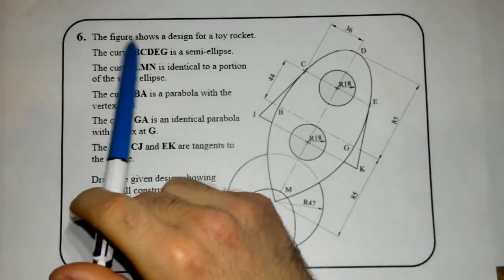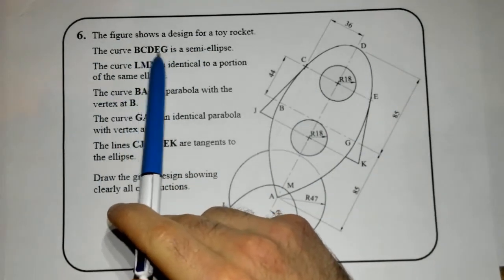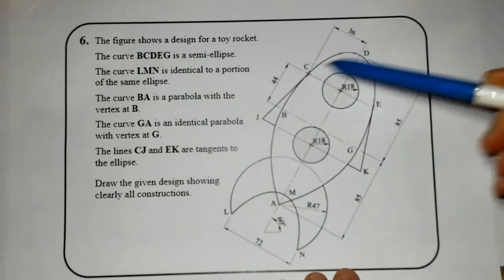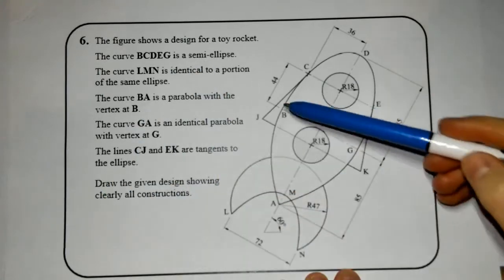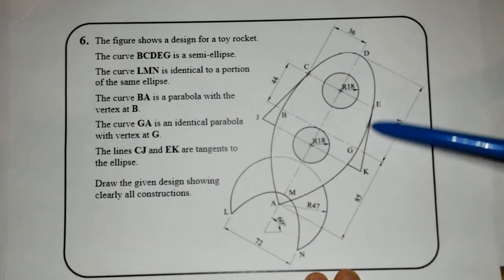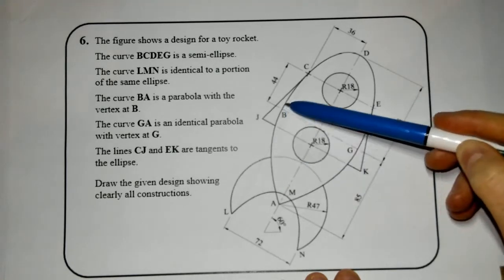It says, the figure shows a design for a toy rocket. The curve BCDEG is a semi-ellipse. So basically that curve going around there is a semi-ellipse, a half ellipse, so it doesn't continue on over here. This isn't part of the ellipse, this bit is though.